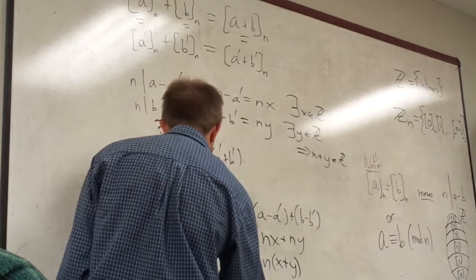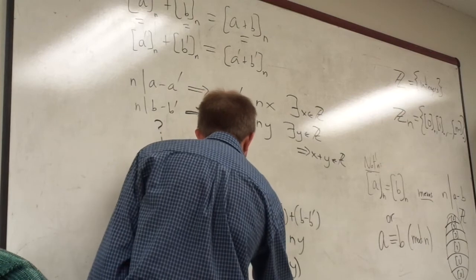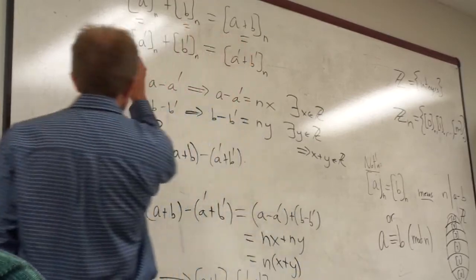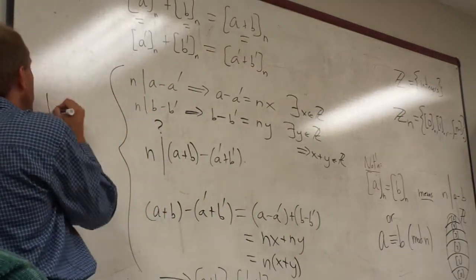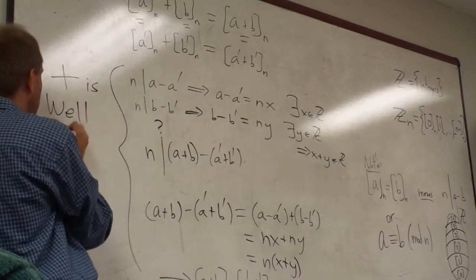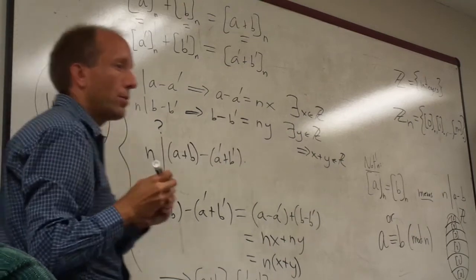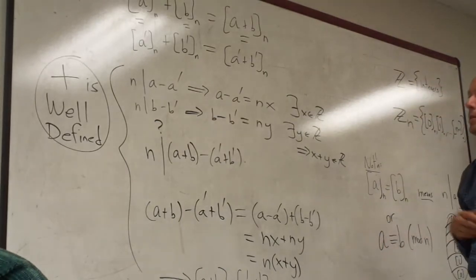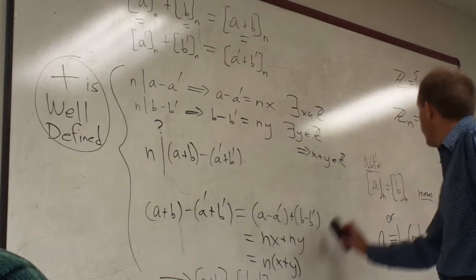So this implies that a plus b has the same congruence class as a prime plus b prime. This is what's called check, and you're going to need to know this, and you're going to see this again in your other classes too. This basically means that addition is well defined. Okay. Addition is well defined. That's really what that's saying. Obviously, subtraction is pretty much the same as addition. That doesn't really affect anything.